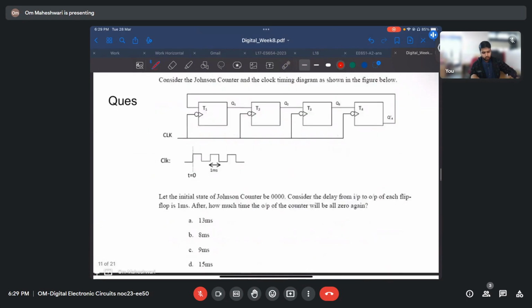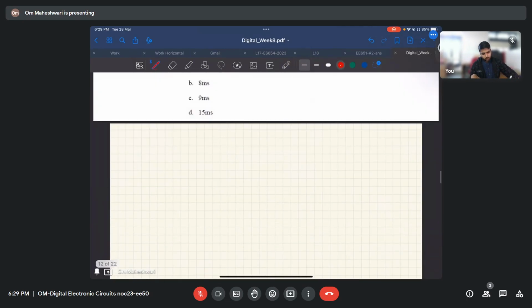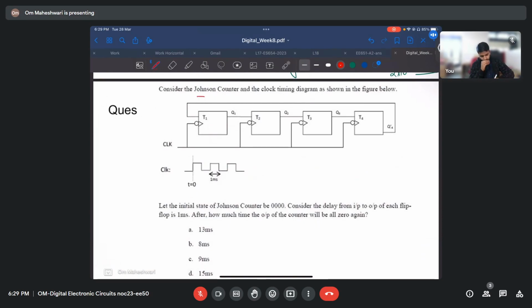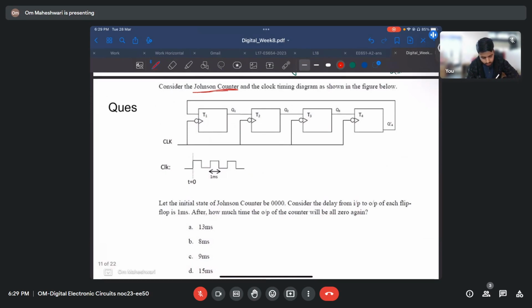Let us go to the next question now. So the next question is the Johnson counter. We have already encountered it once. The Johnson counter is again a serial shift register, but with the input being Q4 bar. So Q1 will go to Q2, will go to Q3, and Q3 will go to Q4, but we will have Q4 bar here.